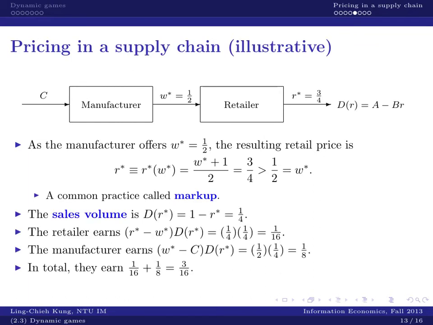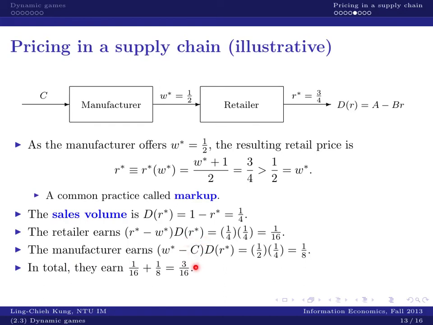We may also calculate that the resulting sales volume, the sales quantity, will be calculated like this, and it will be 1 over 4. The retailer will earn the equilibrium retail price minus the equilibrium wholesale price, times the equilibrium sales volume, which is 1 over 16. The manufacturer will do almost the same thing.